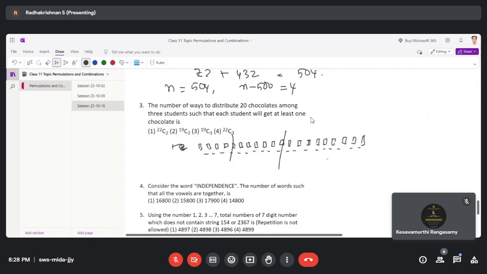Okay, so basically there are 19 gaps and two lines you have to draw. So out of the 19 places, that means 19C2 is the number of ways in which we can do this distribution.